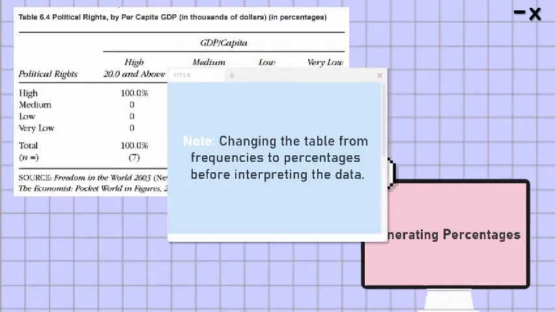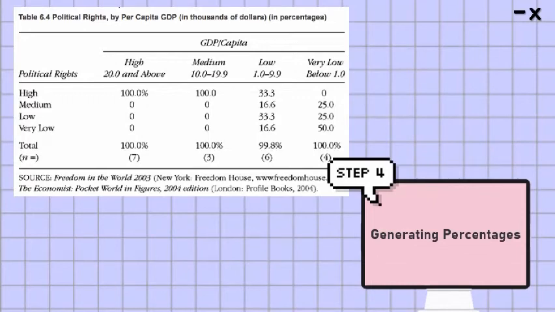We should note that we should change the table from frequencies to percentages before interpreting. In this manner, trends can be easily observed, and the comparisons and relationships across different categories are easy to make. In naming the title, we should first identify the dependent variable, followed by a comma and the word "by", and then name the independent variable. We could also include some additional information such as the year and the location of the study. In this example, we have the title of the table, which is Political Rights by Per Capita GDP.